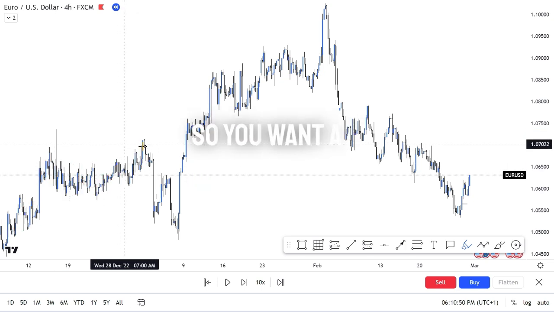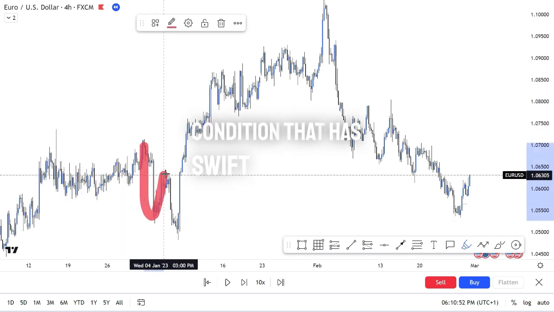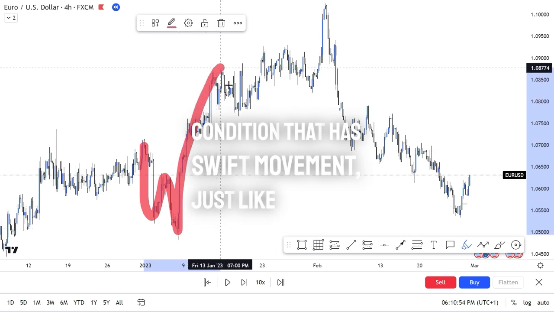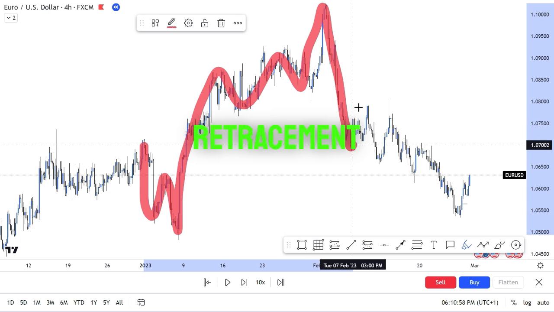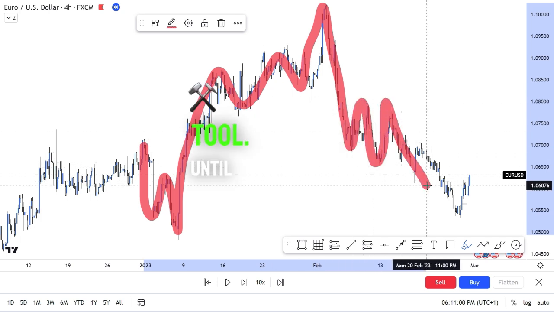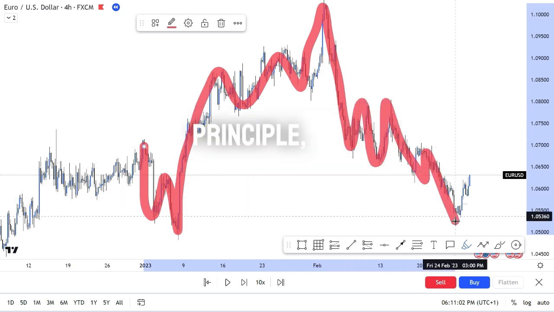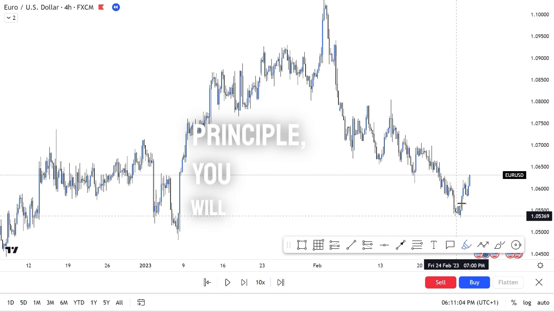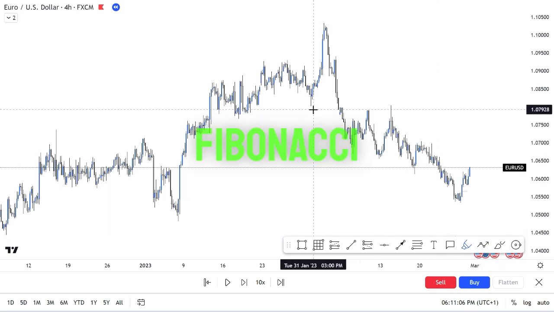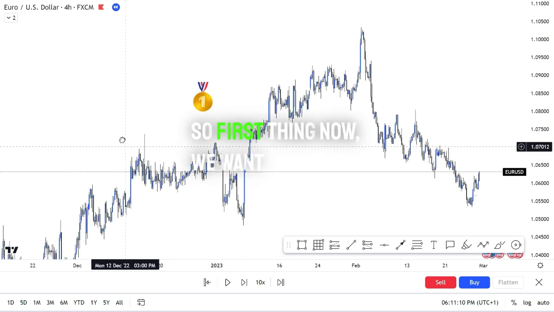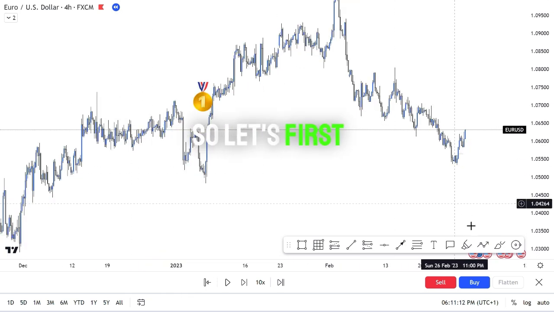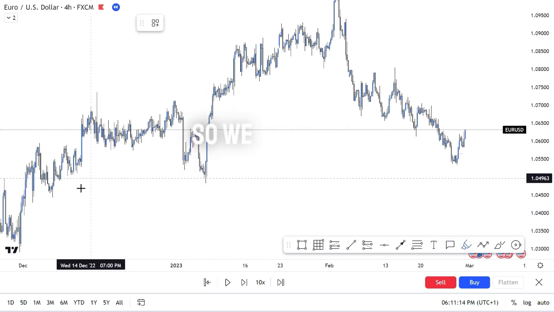So you want a market condition that has swift movement, just like this one. That's why it is called a retracement tool. Until you understand the retracement principle, you will not be effective trading the Fibonacci strategy. So first thing now, we want to identify swing points. So let's first of all identify swing points.